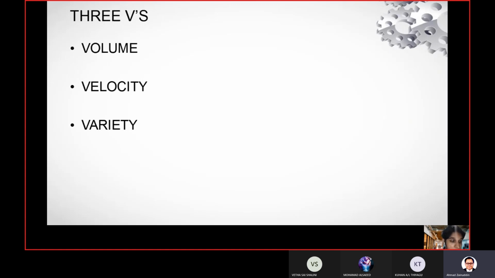The third one is variety. Big data is heterogeneous, comprising three different types of data: structured, semi-structured, and unstructured. The majority of the data is unstructured and includes audio, video, image, and sensor signal files, as well as logs from social media, satellites, networks, and other machines.